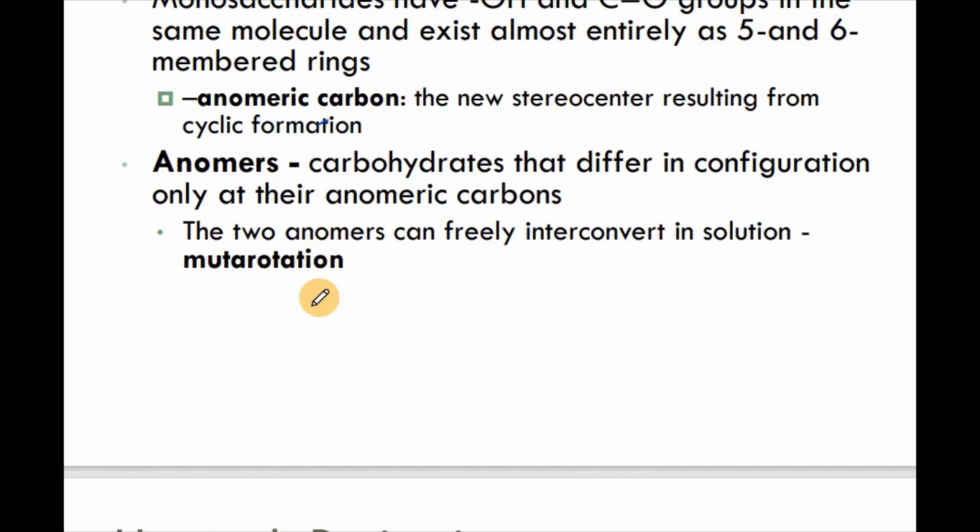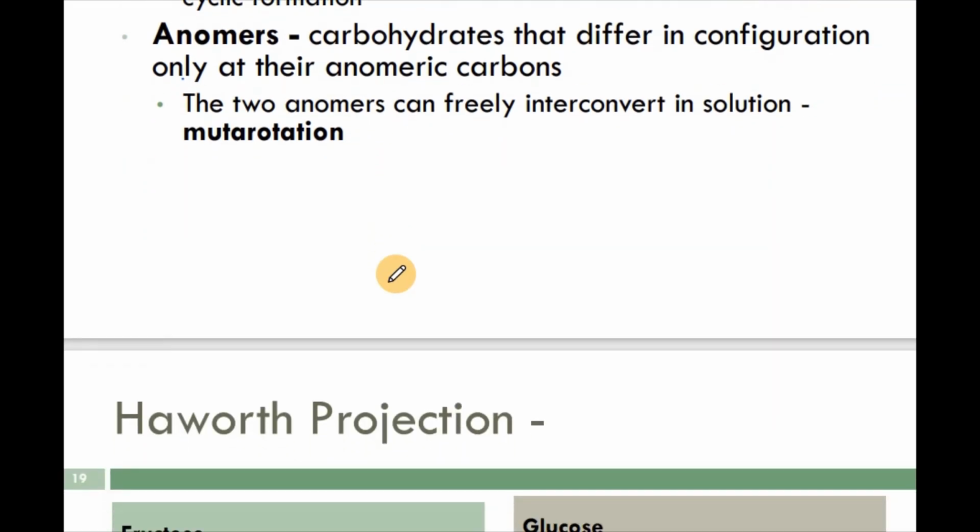We can have two main forms of that cyclized form. You can have one with the OH at the top and one with the OH at the bottom. Those two stereoisomers are called anomers, because they differ in the configuration around the anomeric carbon. The interconversion of the alpha and beta forms, the two stereoisomeric forms of the anomers, is what we call mutarotation, and this normally occurs in a solution, mostly aqueous solution.